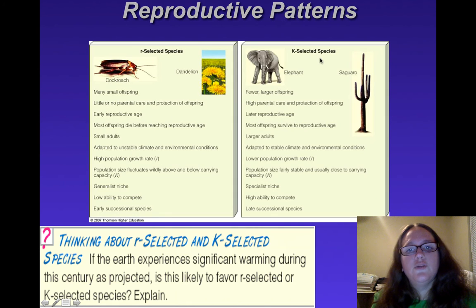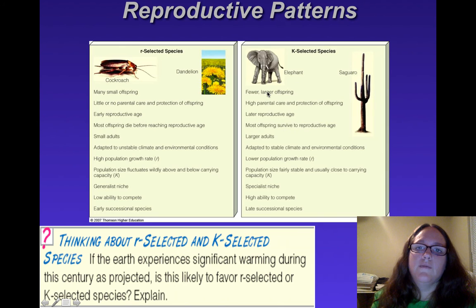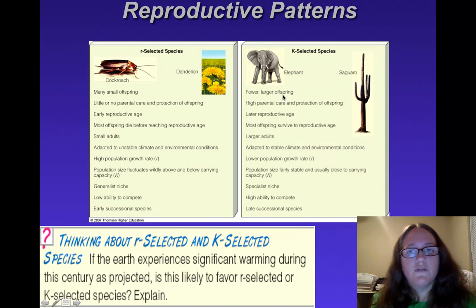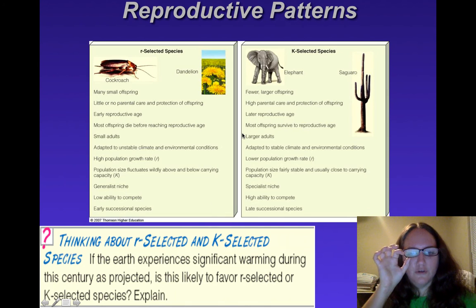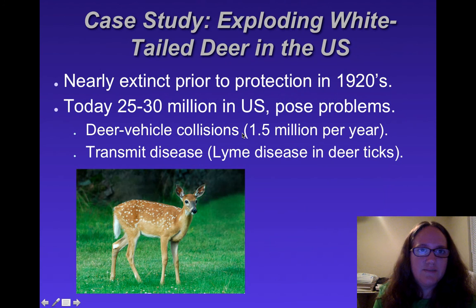And then things like humans, elephants, big mammals are going to be K-selected. They have many fewer offspring, but those offspring tend to live much longer, and they will die off later in life. And something to think about: if the Earth experienced significant warming during this century, as is projected with climate change, is this going to favor R-selected or K-selected species? So think about that. We'll talk about that a little bit in class as well.